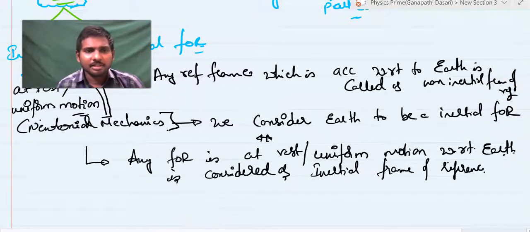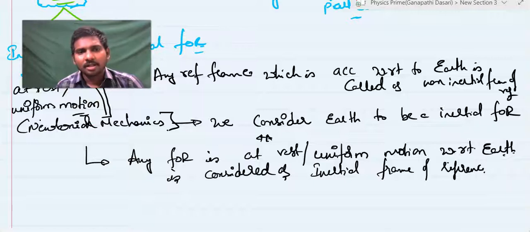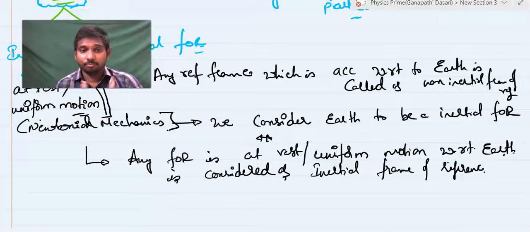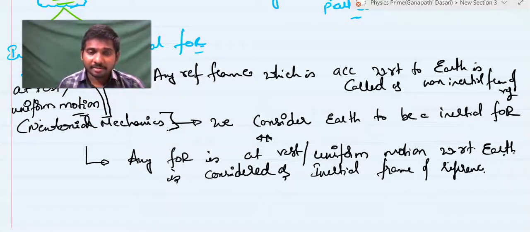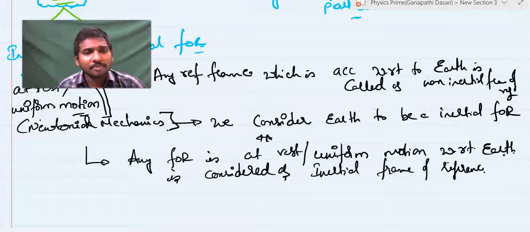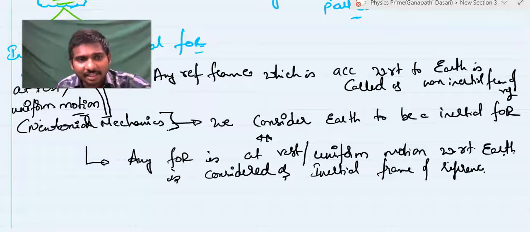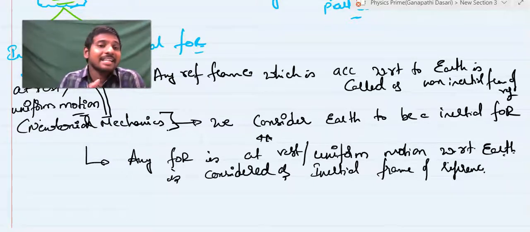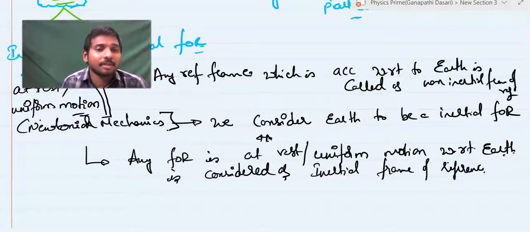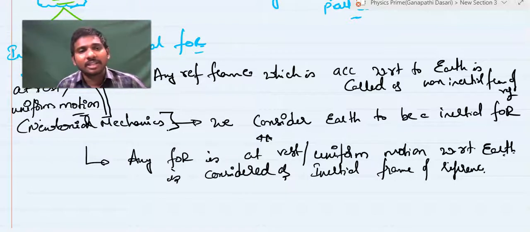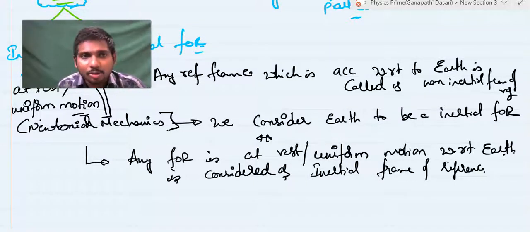There are two frames of reference. One is inertial and other is non-inertial. There's no inertial frame of reference in reality, but still Earth we consider to be an inertial frame, and any object or reference frame which is at rest or in uniform motion with respect to Earth is considered an inertial frame of reference, and anything that is accelerating with respect to Earth is considered a non-inertial frame of reference. So let us go to the next part of our concept.